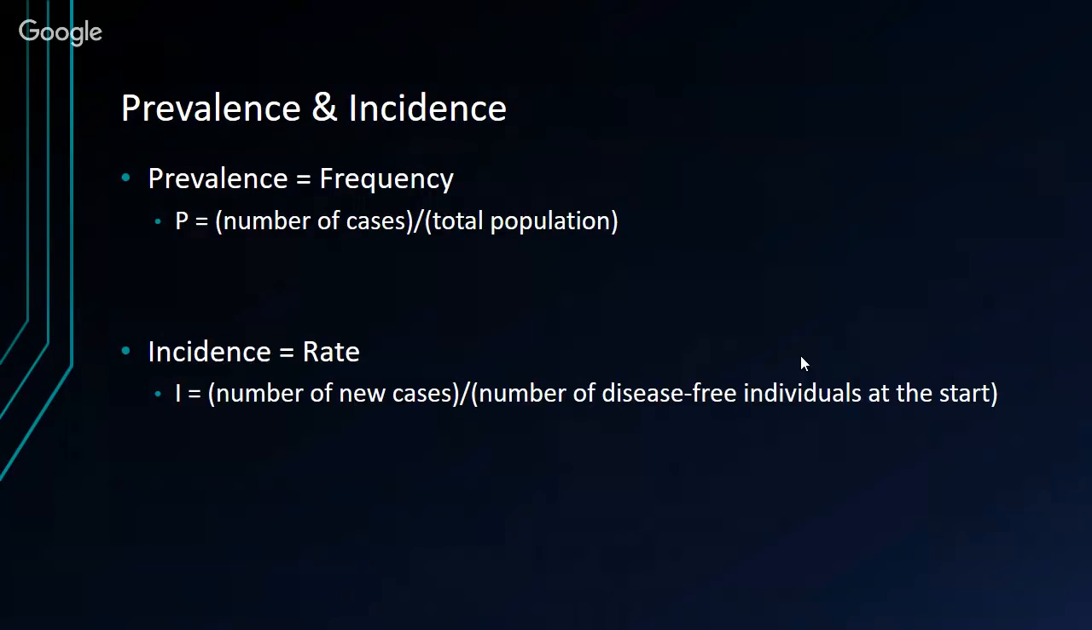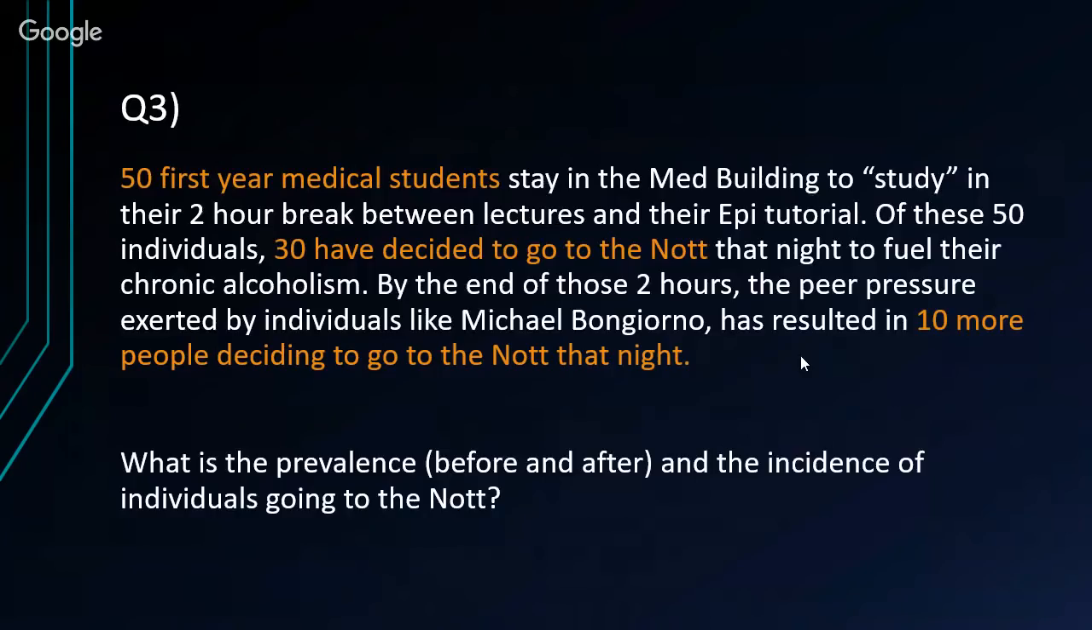Let's do this. Prevalence measures the frequency of existing cases in a population, and incidence measures the rate of new cases over a period of time. So prevalence is the number of cases over the total population. Incidence is the number of new cases divided by the number of disease-free individuals at the beginning of the time period. So here's a question. I've highlighted the important parts for you. Read it yourself.